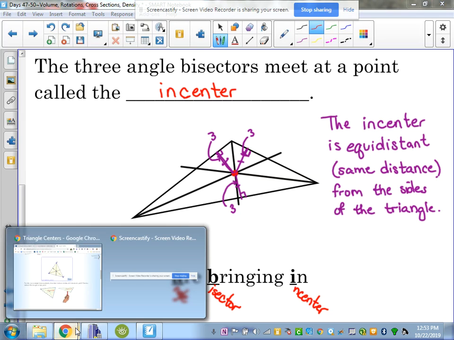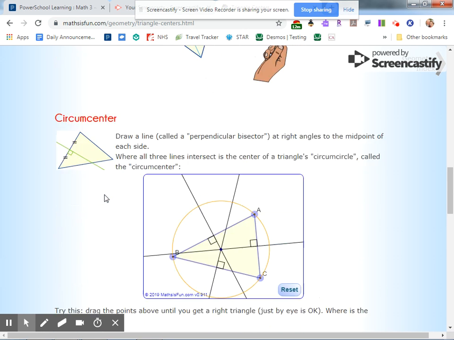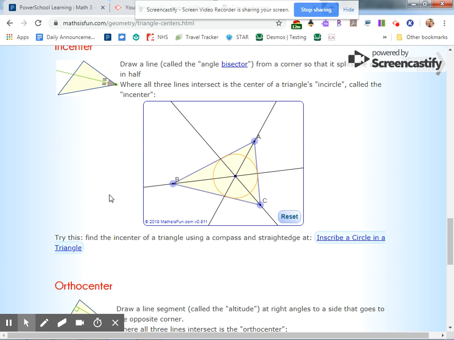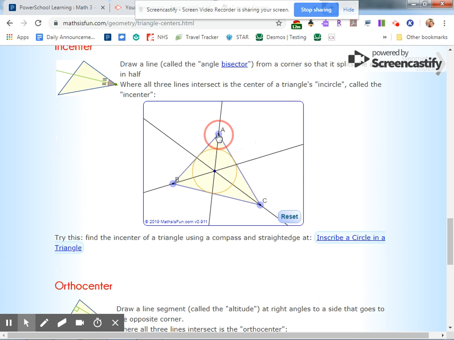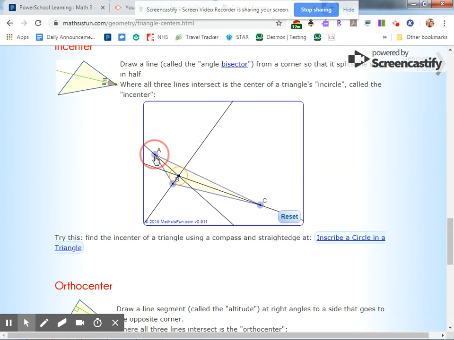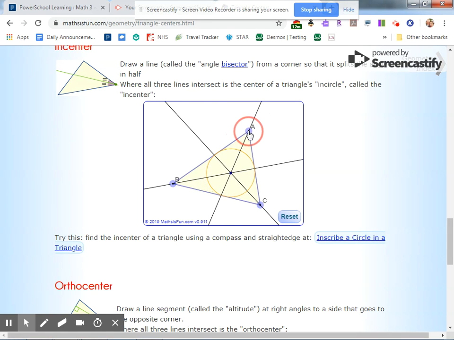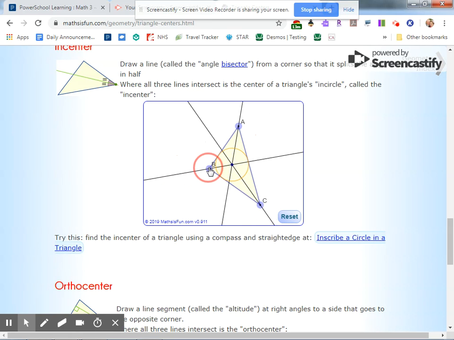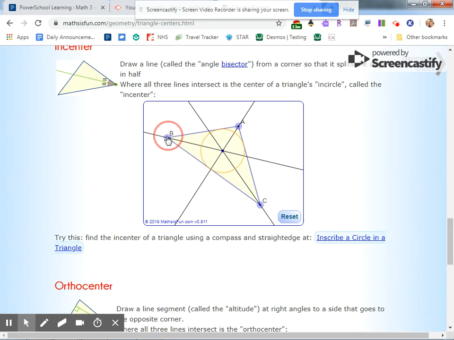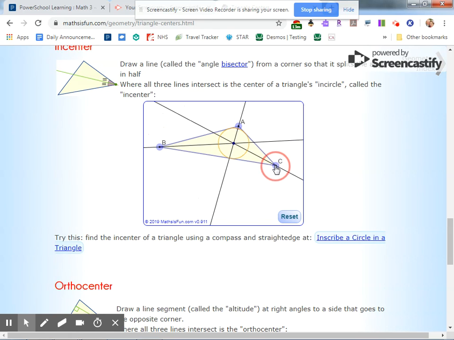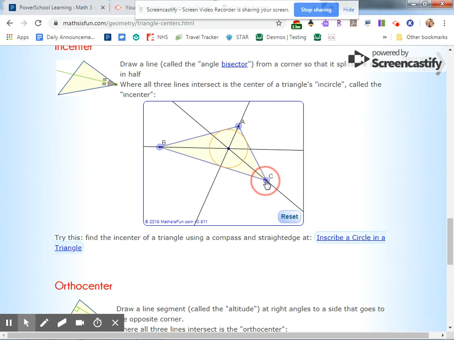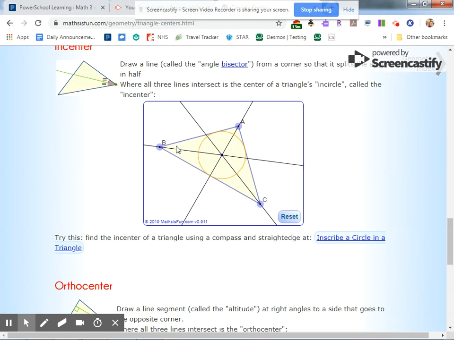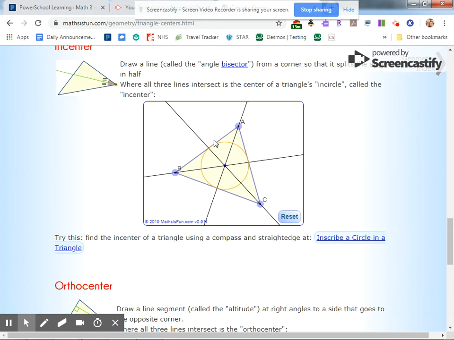Let's look at the incenter. See if we can do anything different with it. If I move it around, it is always going to be inside of my triangle. Okay, those angle bisectors are always inside the triangle, so the incenter is always inside the triangle.